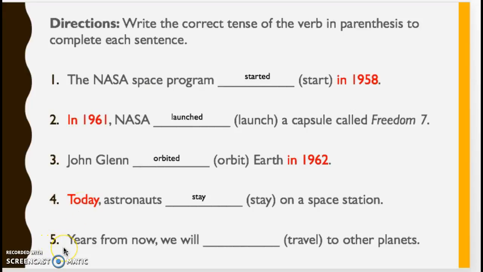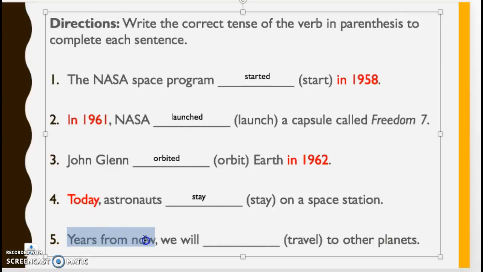All right, last one for us to do together. Ready, set, let's read. Years from now, we will blank to other planets. Did you see any words or phrases that help you decide the tense? If you said years from now, you would be correct. What tense does that tell us we're using? Very good. We're using the future tense.